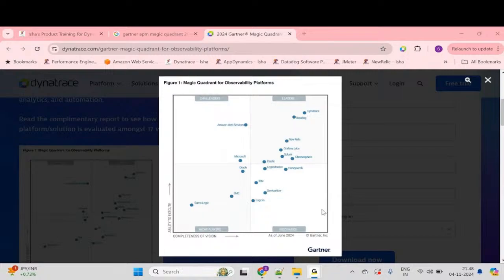Nowadays, I'm also seeing too much craze around Datadog. I don't know, maybe because of the cost. I don't know if the cost is lower than Dynatrace or AppDynamics for Datadog.